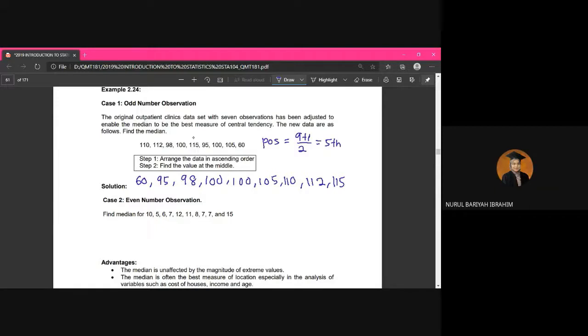So di mana fifth position? 1, 2, 3, 4, 5. So this is the median value. So we can say that the median will be 100. So how to interpret this value of 100? We can say that kan median ni adalah value yang berada di tengah-tengah. So we can say that 50%.